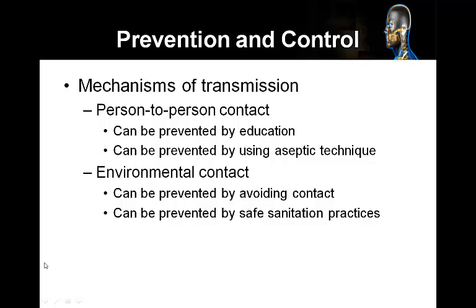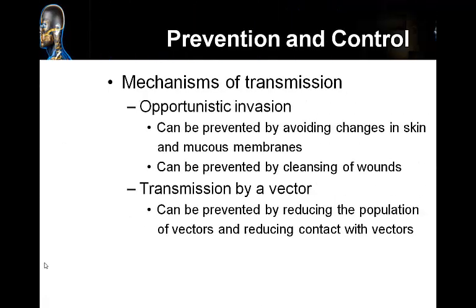We've got a few different mechanisms of transmission. We've got person-to-person contact, and if we can identify the way something is transmitted, we can identify a means of decreasing that transmission rate. And there's also environmental contact, and so sanitation practices can help decrease that.